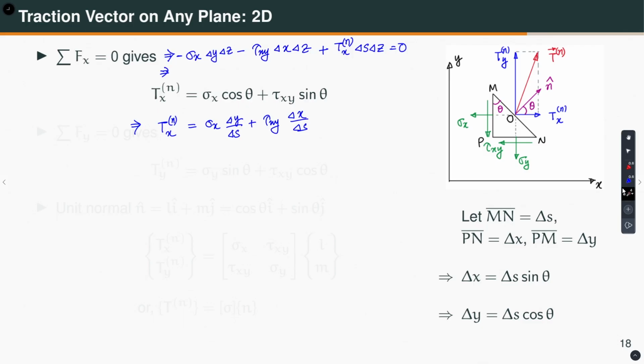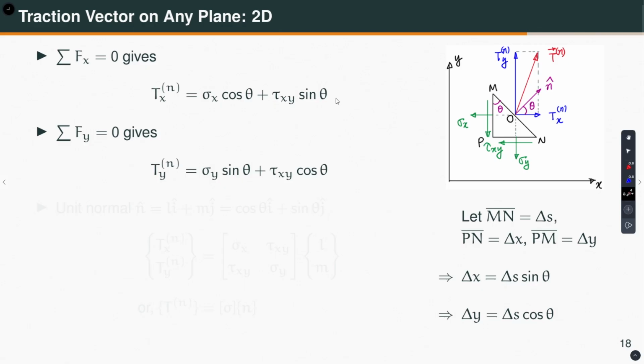Okay. So, what is this delta y by delta s? From here it is cos theta, right. So, you get sigma x cos theta, and delta x by delta s is sin theta. So, you get tau xy sin theta. Okay. Similarly, you can consider the equilibrium in the y direction, in this direction, and you get that relationship.